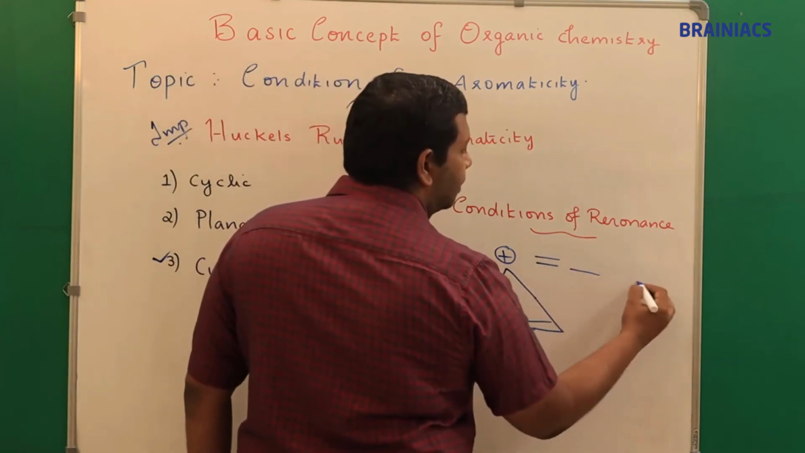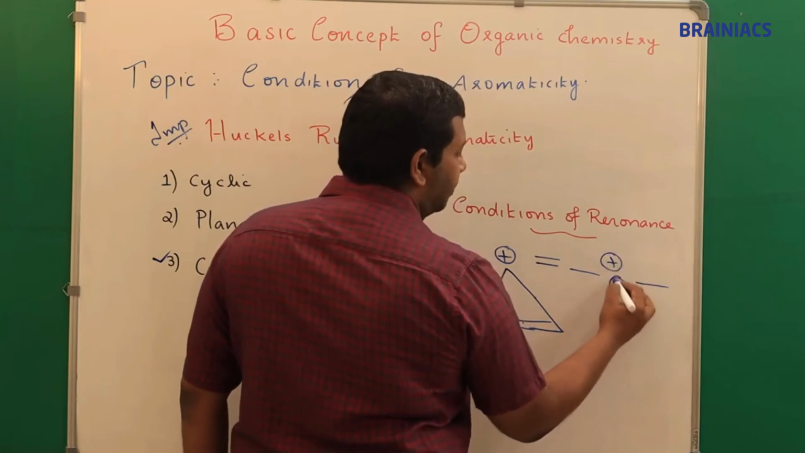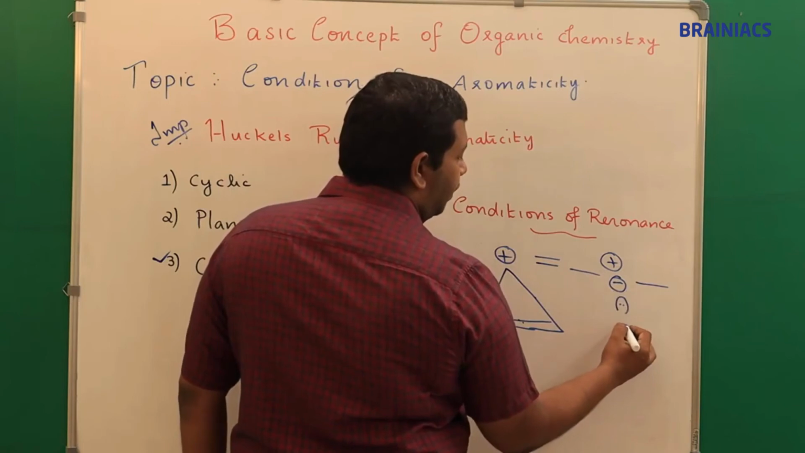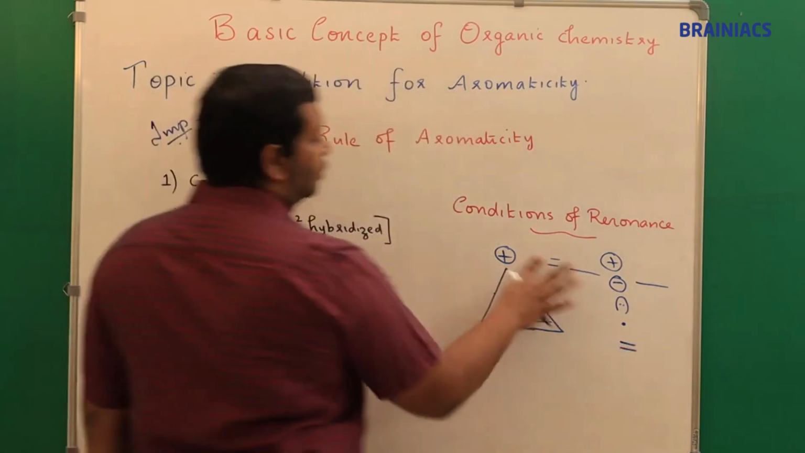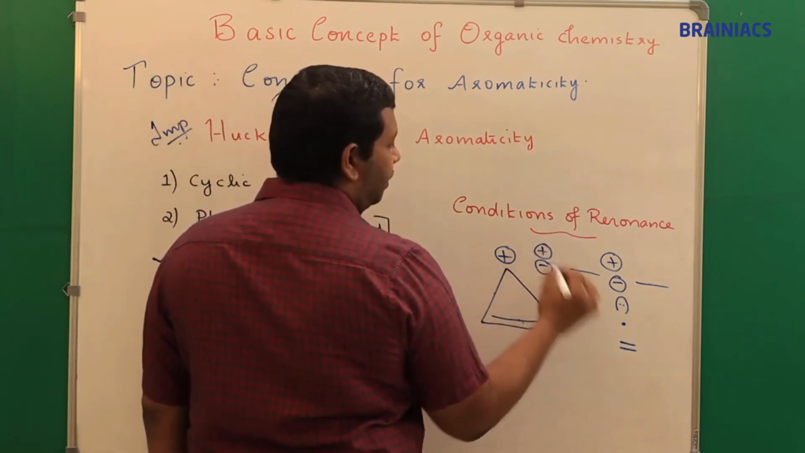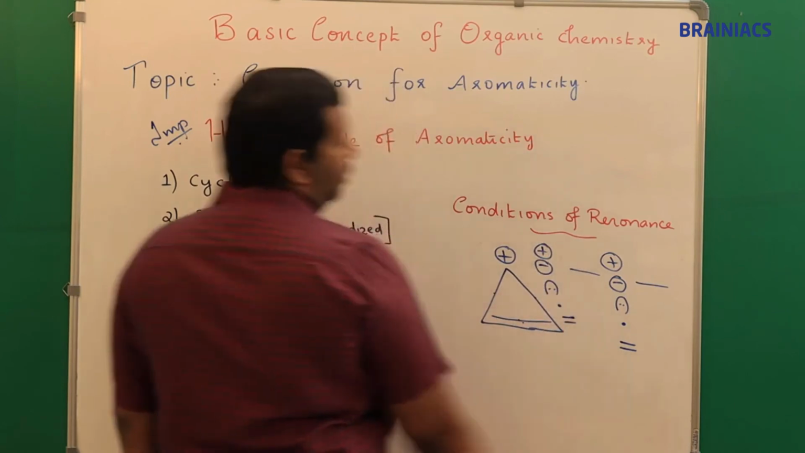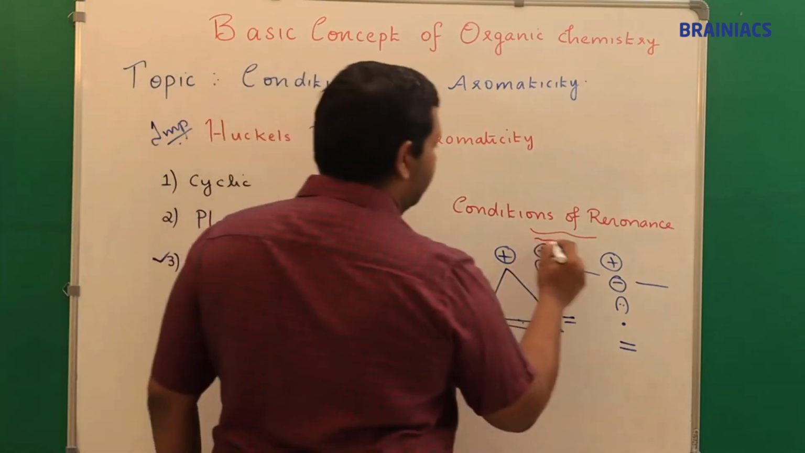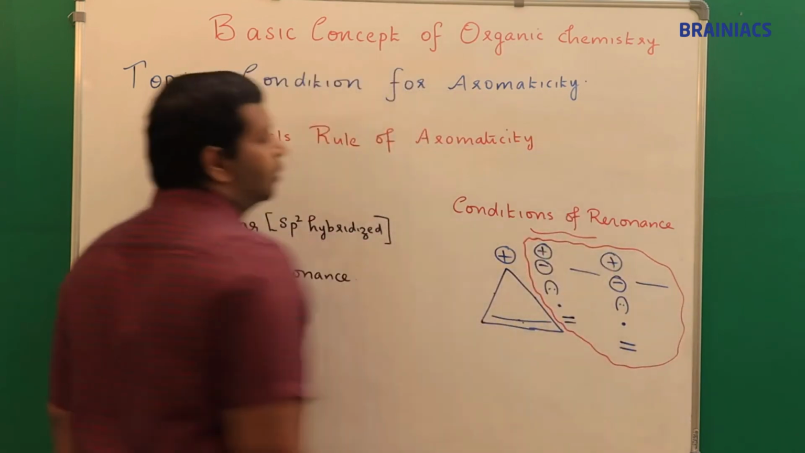Always, this can be a positive charge, this can be a negative charge, or it can be a lone pair of electrons, or it can be a single electron, or it can be another pi bond. So, this also can be anything: positive, negative, lone pair, single electron, or pi bond. Basically speaking, this is my shortcut for you. If you remember this, with this you can easily check whether cyclic resonance is present in the compound or not.